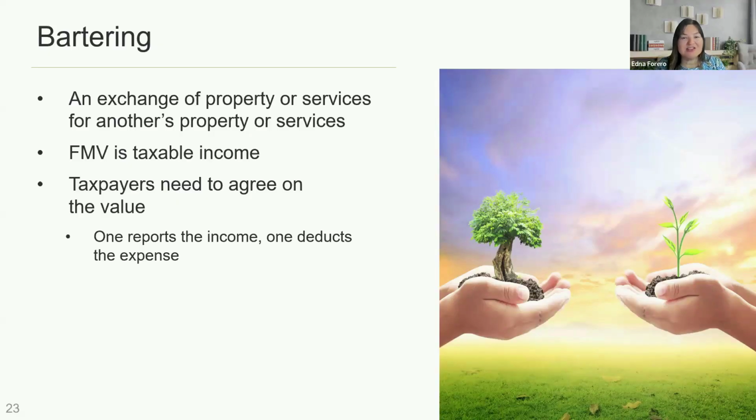That may be over a handshake, that may be an email, that may be just a conversation, but one side is going to report the income and the other person is going to deduct the expense. So for example, if my mechanic repairs my van and I complete his tax return, that's bartering. We've determined a price and we've decided that the price to complete his personal and business return is the same as the cost of repair that I need on my van. That cost of repair is revenue for the tax return.